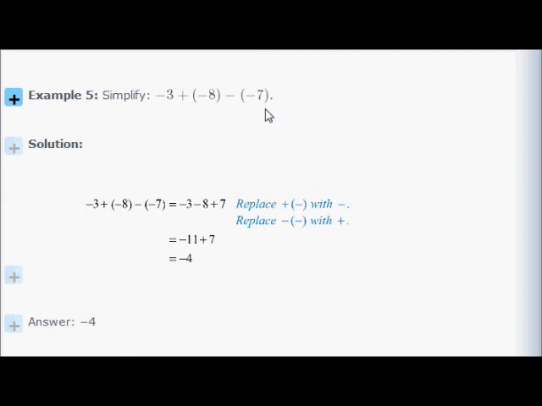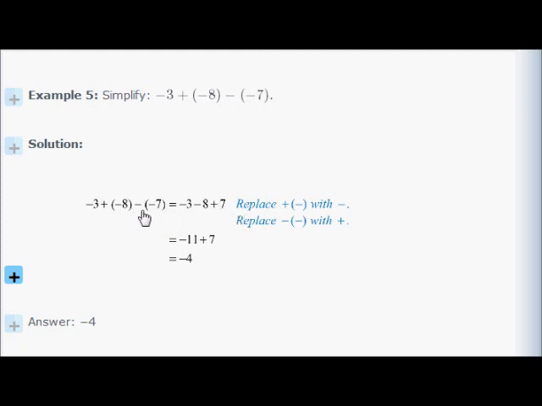Here's another example. We've got negative 3 plus negative 8 minus negative 7. What happens here is that when you add a negative number, it's the same as subtracting the positive, the opposite of that negative number, which is the positive 8 in this case. So instead of negative 3 plus negative 8, it's going to be negative 3 minus 8, which is what we see over here, negative 3 minus 8. And the rest of this is subtracting a negative number, which is the same as the negatives canceling out, and you're ending up with positive 7, so a plus 7.